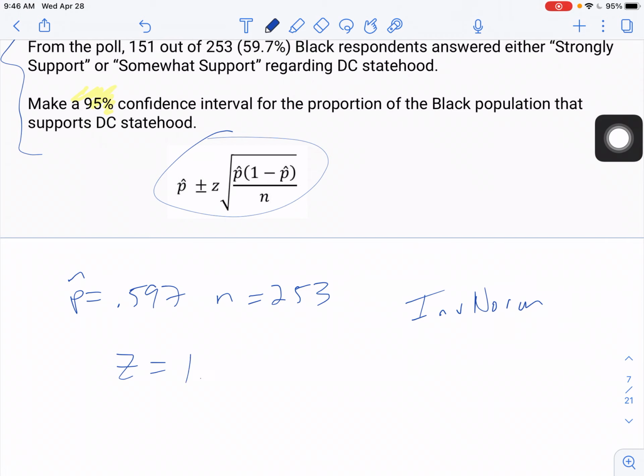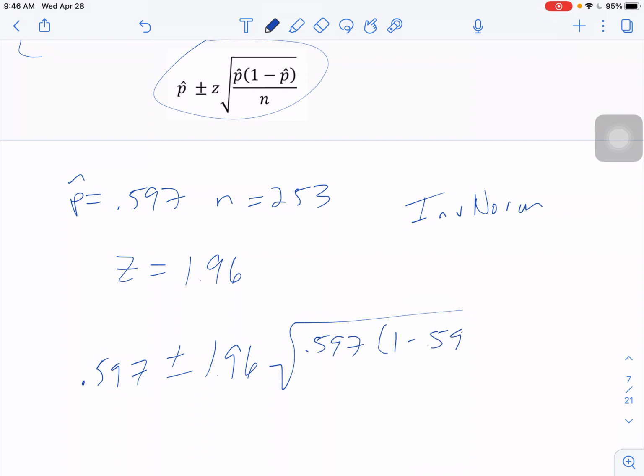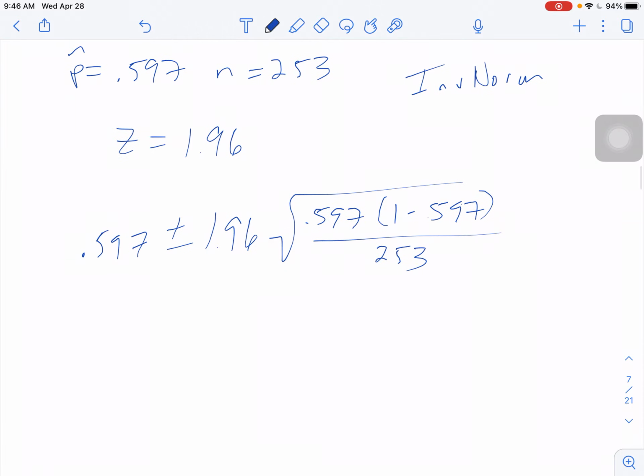So that critical z-value is 1.96. I'm going to put it as positive because in the confidence interval I'm doing plus or minus. Okay, so now I'm ready to put everything into my formula. So 0.597 plus or minus that critical z-value of 1.96 times, and then I'm going to put in my numbers into the standard deviation, and n is 253.